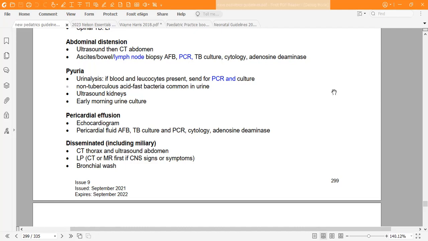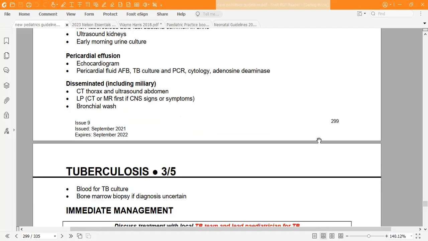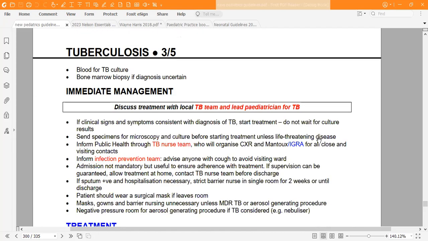Bronchial wash. So disseminated miliary TB means most of the body organs are involved. So we will do a CT scan chest, ultrasound abdomen, lumbar puncture. Before lumbar puncture, we do CT or MRI first. If there are any signs or symptoms, we do bronchial wash as well. Okay, we do blood sample for TB culture, bone marrow biopsy if diagnosis is uncertain.